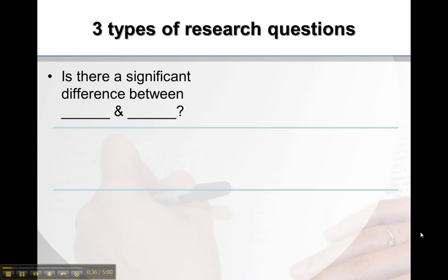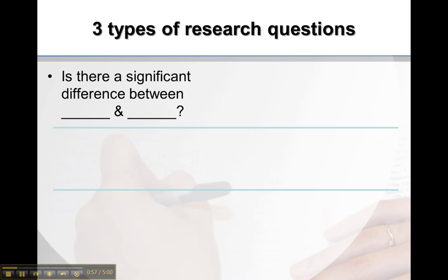The first type of research question asks, is there a significant difference between blank and blank? And then ultimately it's the researcher who fills in those blanks with whatever would fit for the researcher's topic. This is usually when we know that students are going to be divided into groups, and then we're asking if there's a difference in their performance between the groups.